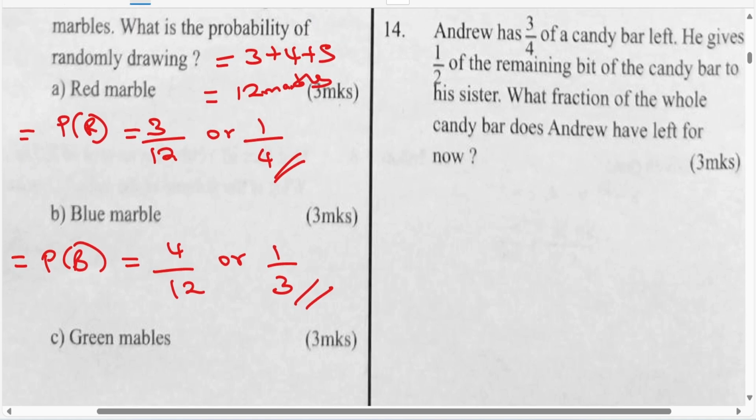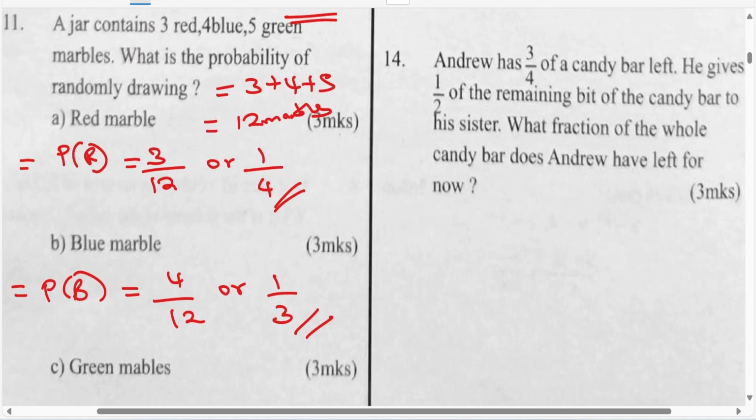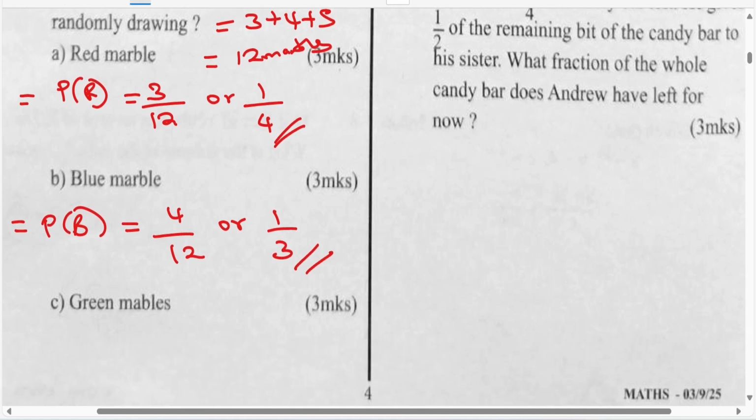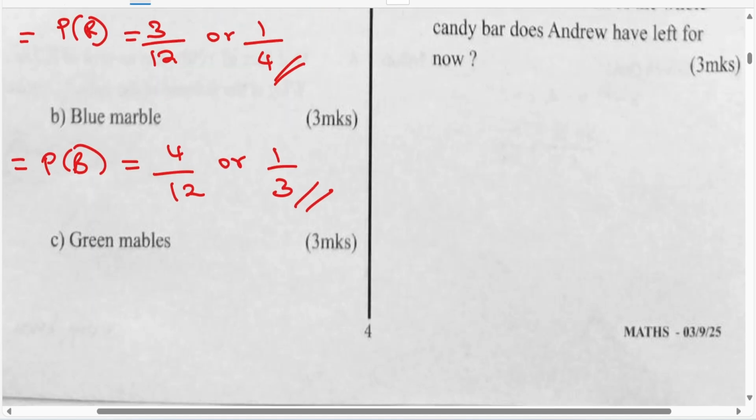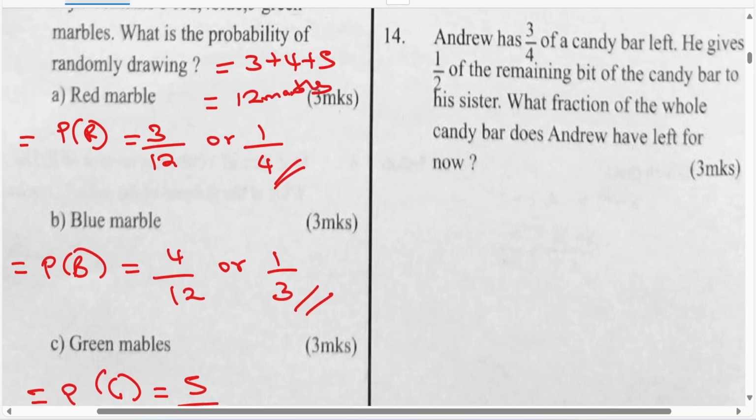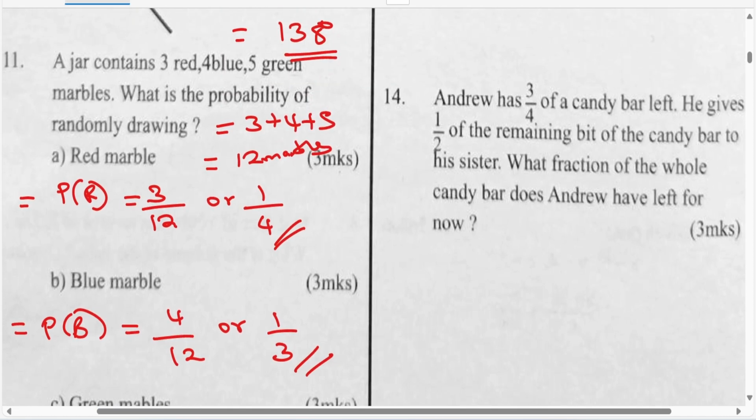Probability ya green marbles. Now, probability of green marbles, there are only 5 green marbles. Therefore, it's very easy to calculate this probability. So, kupata probability ya green marbles, utachukua, kama sijakosea, utachukua hiyo 5. Okay, 5/12, or you can simplify it. No, can't simplify it, so the final answer would be 5/12. Now, I don't know why is it 3 marks, but physically that's the way how you answer it.